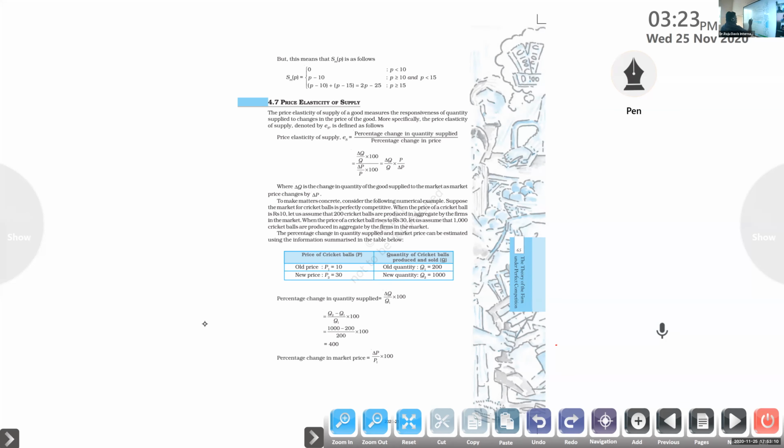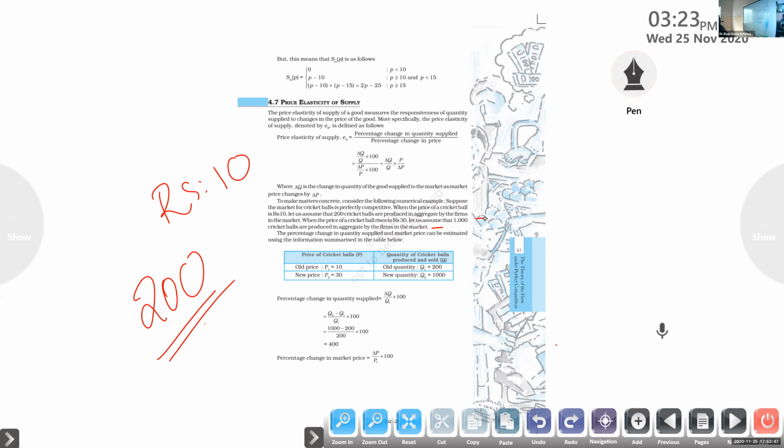So if the price of the cricket ball is rupees 10, all the firms in the market together produce 200 cricket balls. We don't know how many firms there are, so the aggregate production is 200, so supply is also 200. When the price of the cricket ball rises to 30, let us assume that 1,000 cricket balls are produced in aggregate by the firms in the market. So price increased, supply increased.